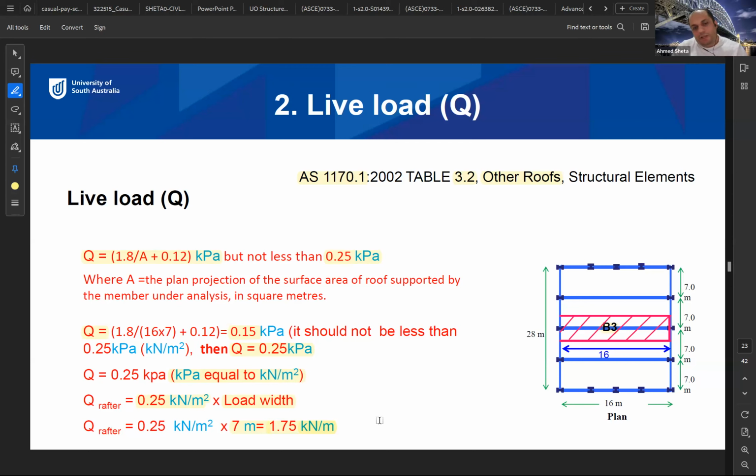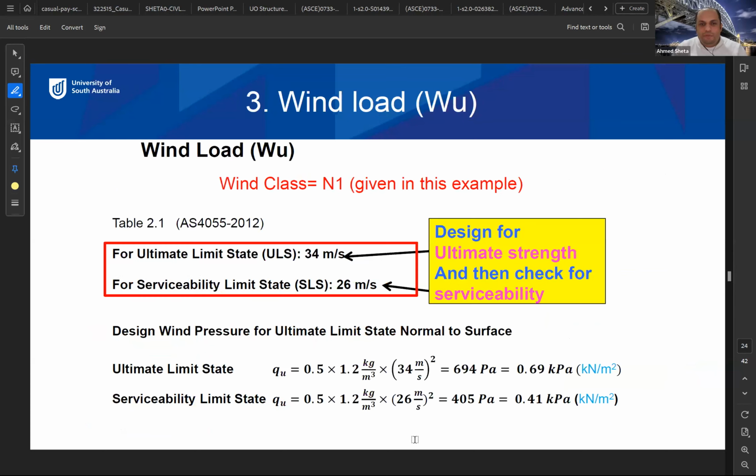So I will ask you again, what is the load width in your assignment? Does anyone have the answer? It's the bay spacing. Whatever the bay spacing is, it is the load width, right? Yeah. Okay. So just want to confirm this with you.